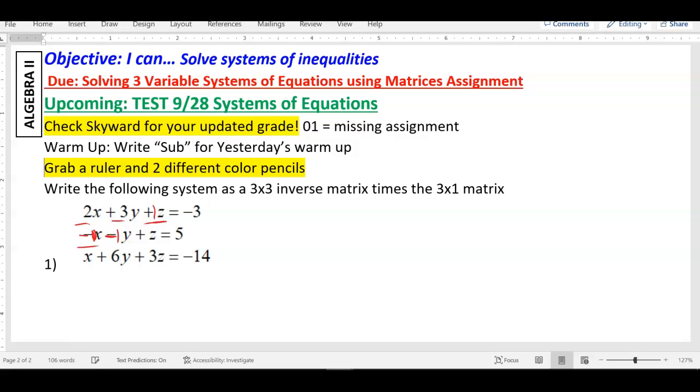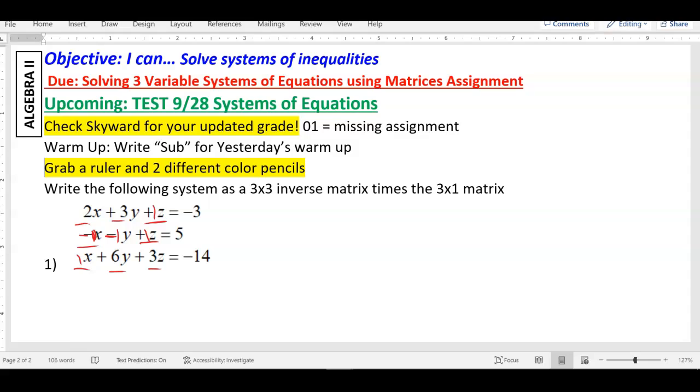Yes. Is it frozen? My bad. Thank you very much. And then on the third one, that z is just a 1z, right? All right, third row, we have a 1x, 6y, and a 3z. So all I asked you to do on the warm-up is just to write what you would have typed. Okay, you don't have to type it in.